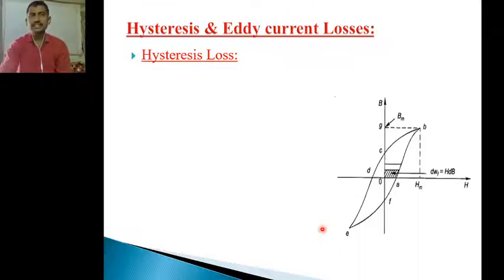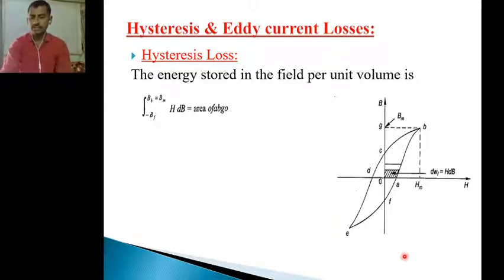For the hysteresis losses, the energy stored in the field per unit volume can be represented as follows. We consider from this point to this point, the increasing portion. What is the energy? It is the integral of H dB, from the flux density at point F to the maximum flux density at point B, which is equal to the area covered by O, F, A, B, G, and again O. This area gives the energy stored in the field per unit volume.